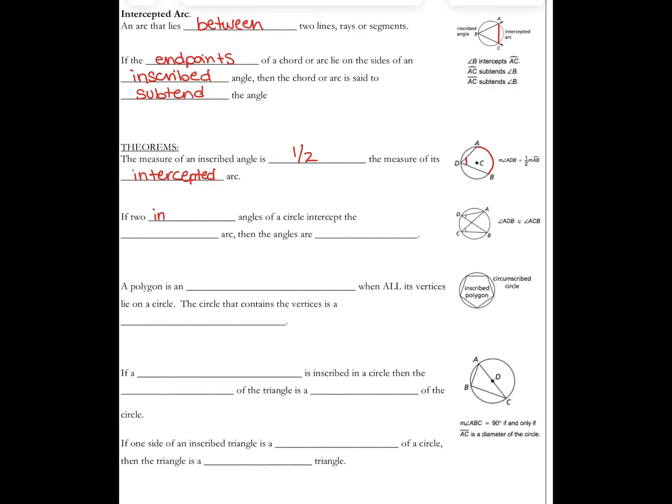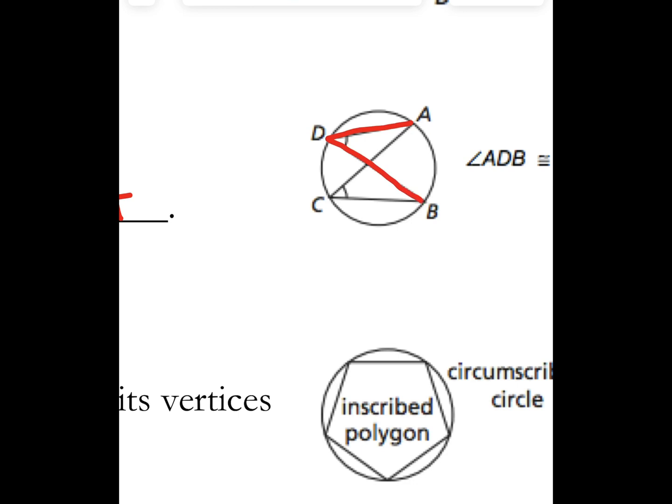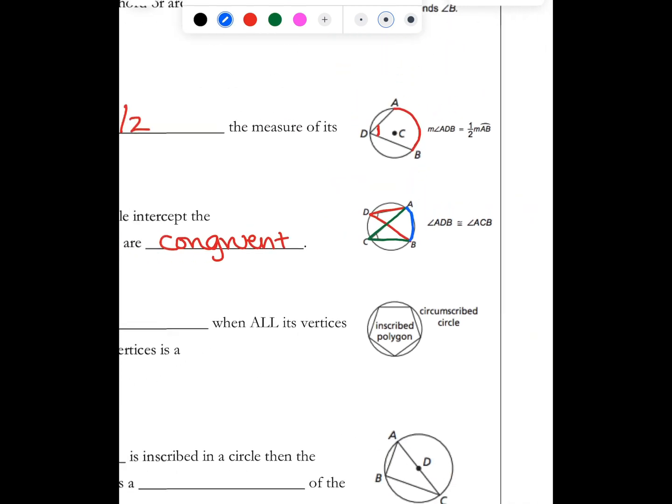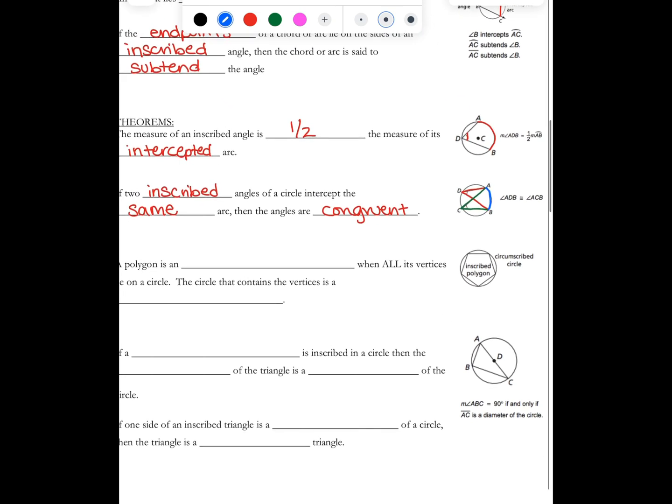If two inscribed angles of a circle intercept the same arc, then the angles are congruent. Angle ADB, and let me use a different color, angle ACB, they both intercept this arc AB here. So the two angles are congruent.